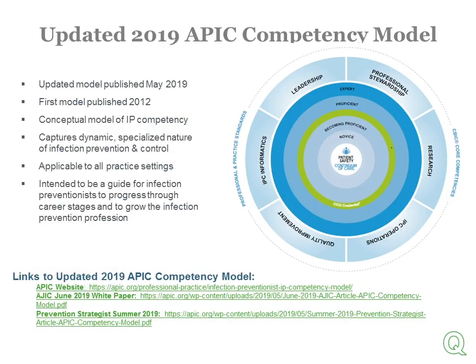APIC announced an updated competency model at the conference this year, and you are seeing that on this particular slide. The APIC competency model was first published in 2012 and introduced a future-oriented conceptual model which was applicable to all practice settings. The 2019 model further captures the dynamic, specialized nature of infection prevention and control. This model is intended to guide infection preventionists through the career stages and to further grow the profession. We've provided links to the updated 2019 APIC model on this slide.